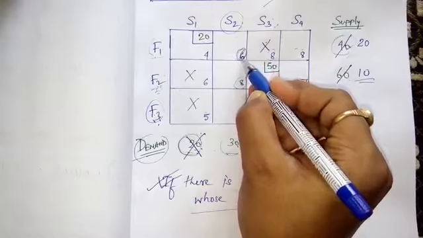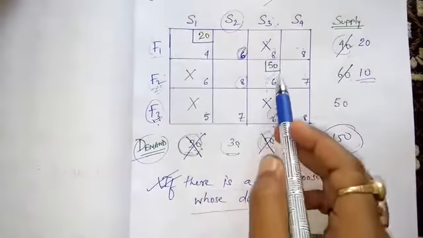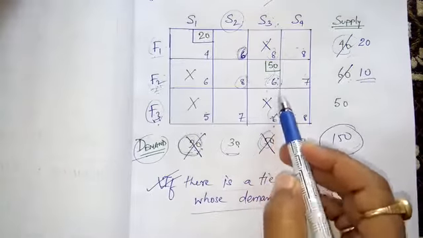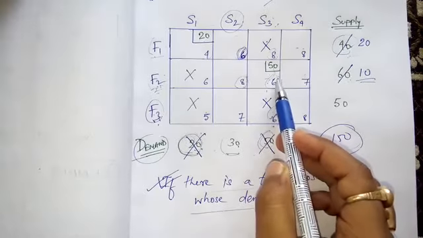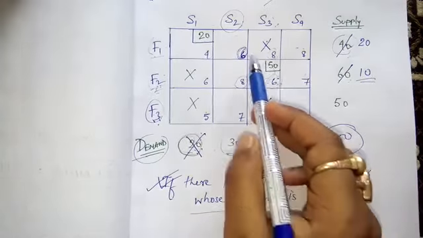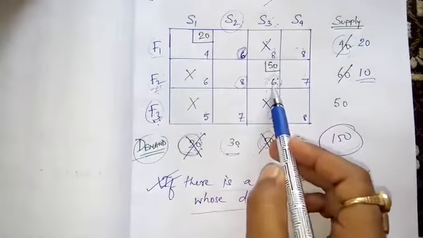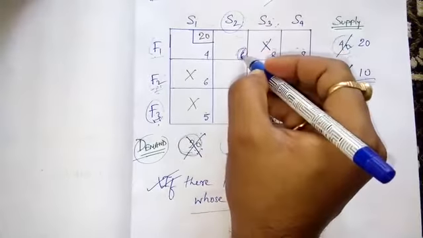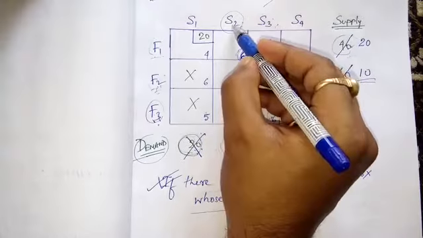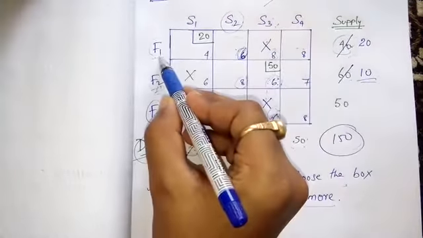Okay, first there was a tie. I have chosen these two, and I have decided that I will choose this 6 arbitrarily. Now after doing this operation, I will go to this 6. Now this 6 means the relation between store 2 and factory 1.